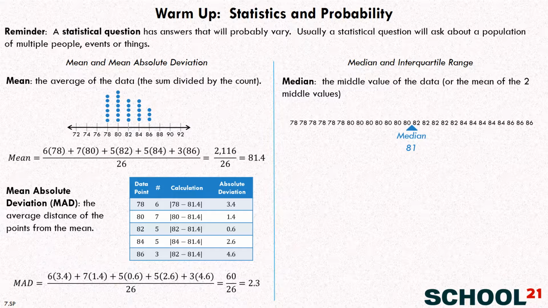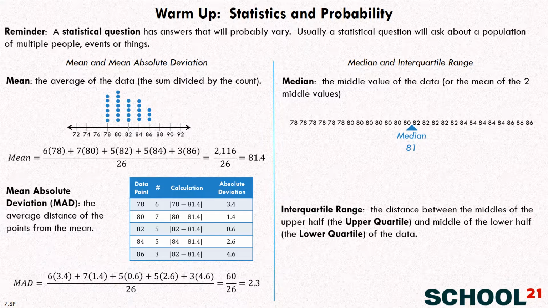And then we'll talk about the interquartile range. So the way that we calculate the interquartile range, or what it is, is the distance between the middles of the upper half, that's called the upper quartile, and the middle of the lower half, the lower quartile of the data. Okay, so first we have to find the upper quartile and the lower quartile. And we do the exact same thing that we did for the median. We just find the middle of this portion of the data to find the lower quartile. So let's figure out where that is. It's right there at 80. So there's one middle value. And so that's the lower quartile, 80.